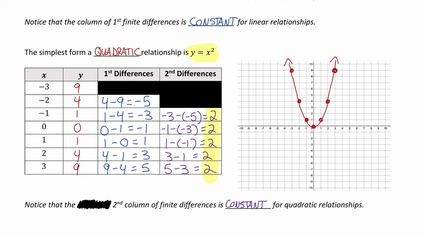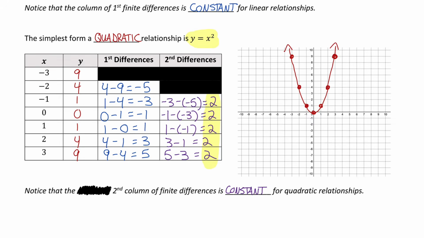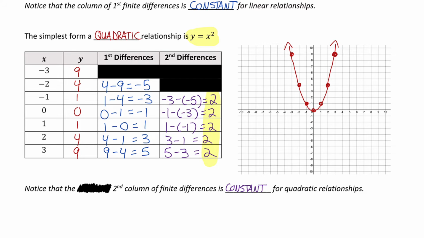And before moving on, a couple things I want to point out to you, that when we have a linear relationship, the highest exponent on the independent variable x is 1, and the column of first finite differences are going to be constant. And when you have a quadratic relationship, in the equation you'll recognize it because the highest exponent on an x is a 2. And for all quadratic relationships, the second column of finite differences are all constant. Now, they're not always all going to be 2. It's just they're all going to be the same value. They could all be 10s, for example.